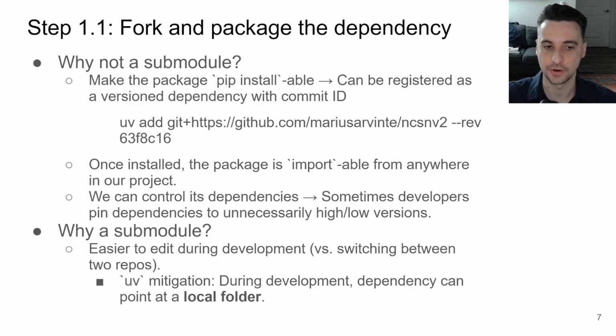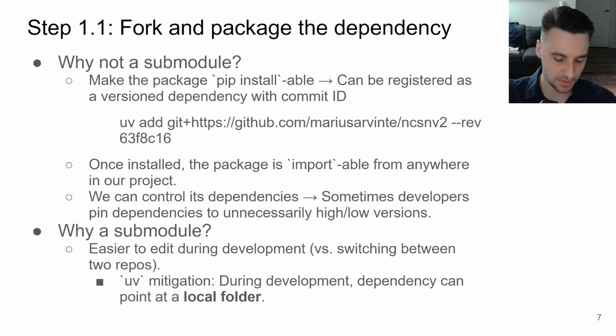There were two options here. Either a Git submodule or fork the repo ourselves and repackage that repo also with UV. Obviously, because I just claimed that UV solves dependency hell, we went with the second option. So we forked the dependency package, the NCSN v2 repo, and we also deleted a bunch of files from it because we don't really need them. So we minified it, and then we made it pip installable also through UV. So now in the application repo, I can just do a UV add, and I can pin that dependency to an exact commit ID.